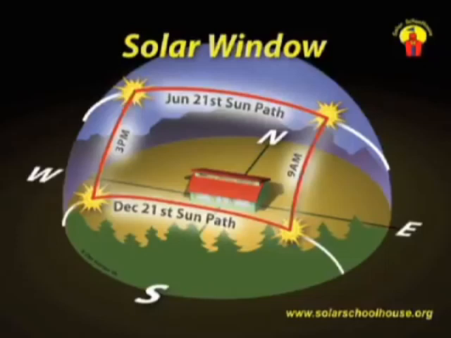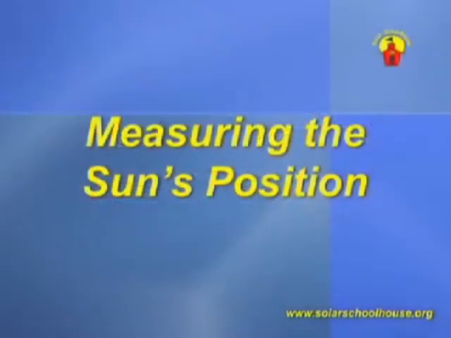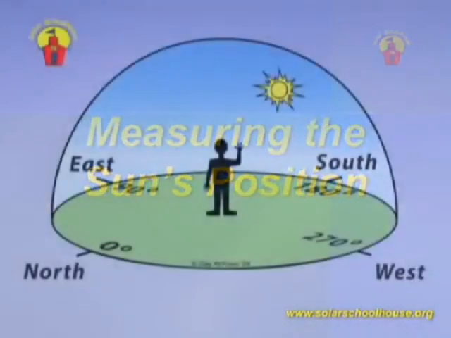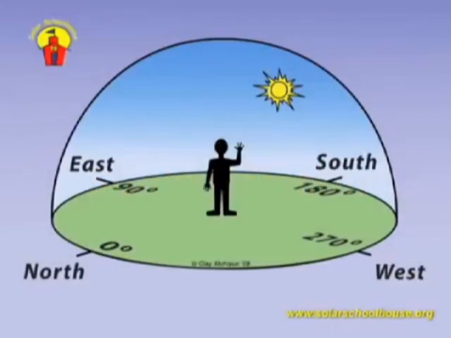To chart the boundaries of the solar window for a real location on the Earth's surface, we need to know how to actually measure the sun's position in the sky. To do this, let's imagine we're standing under the exact center of the sky dome and that the sun is somewhere on the inside surface of the dome. The sun's position on the sky dome is a combination of two measurements.